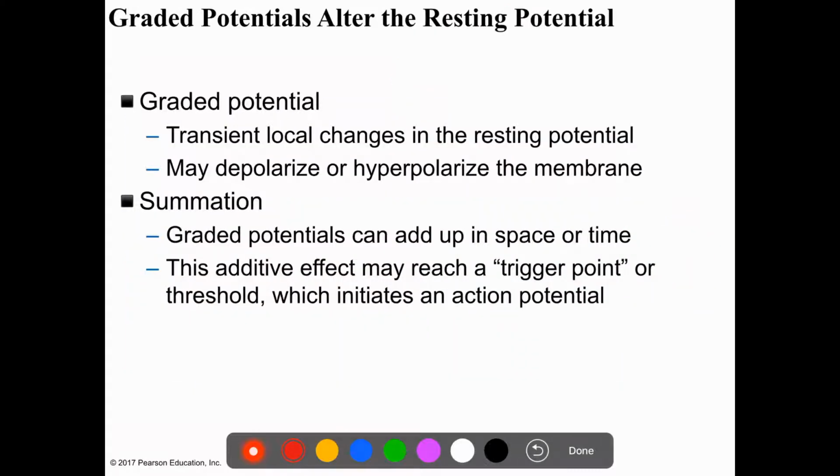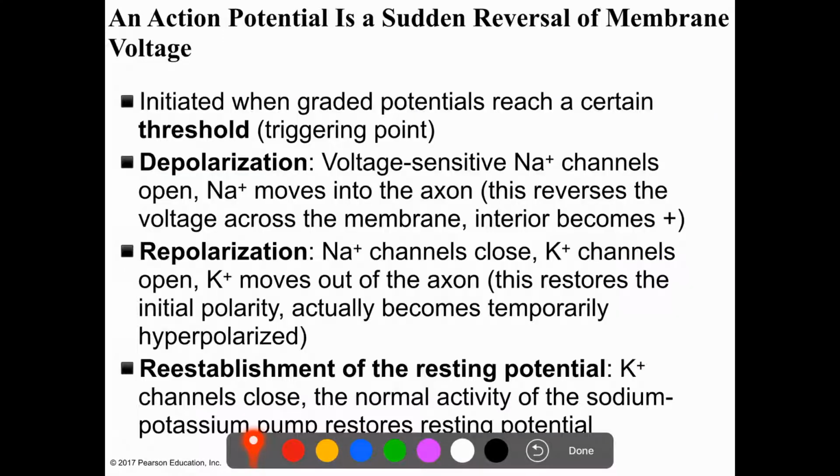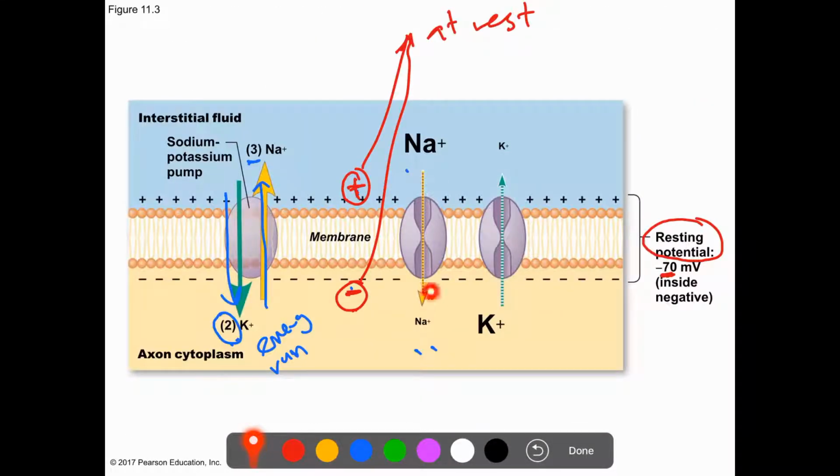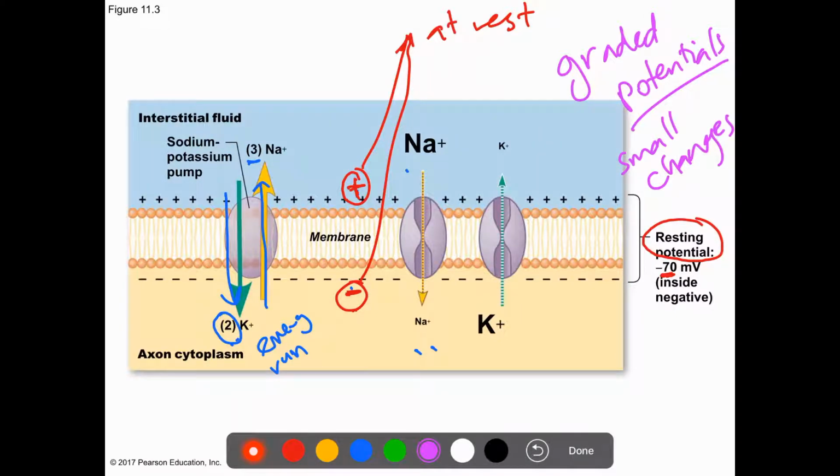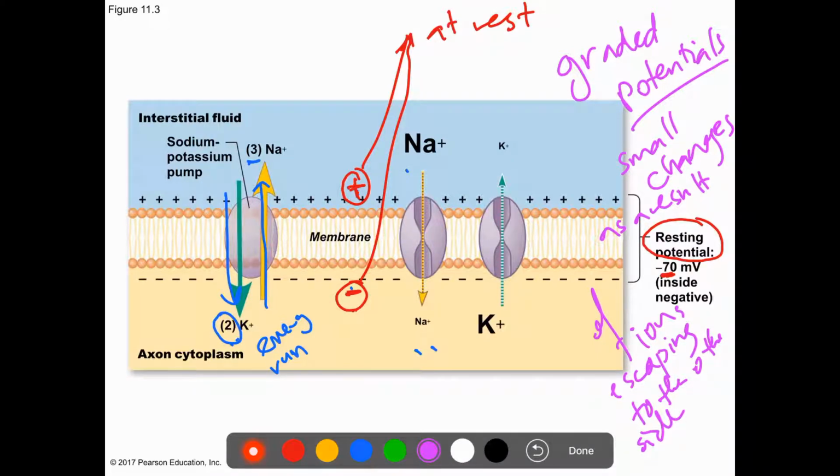Now, although the pump works hard to maintain the sodium ions outside and the potassium ions inside, some of these ions might escape to the opposite side. This will cause changes in the resting potential, and these changes are called graded potentials. These are small changes as a result of ions escaping to the other side.